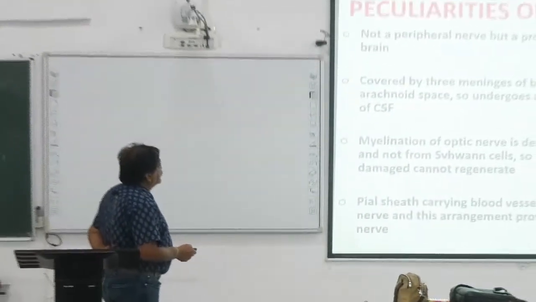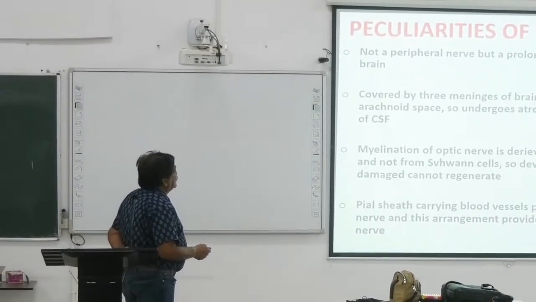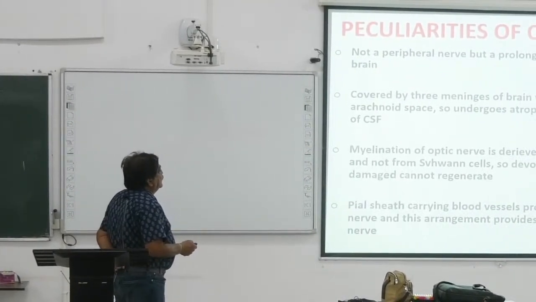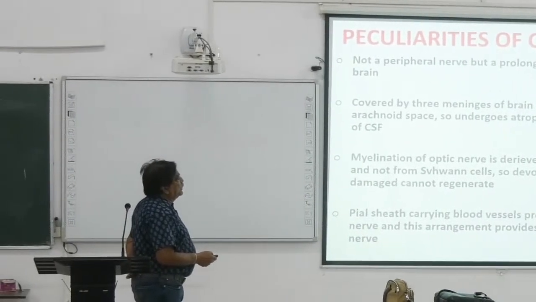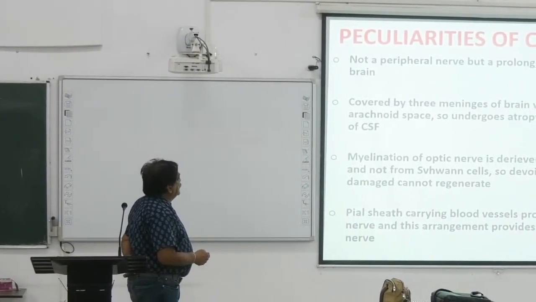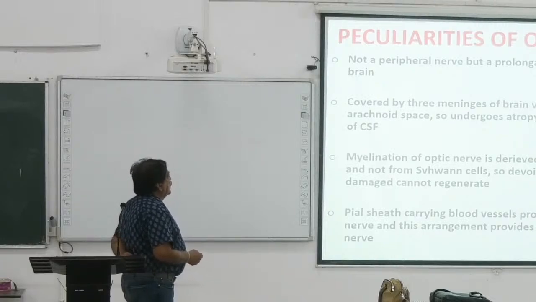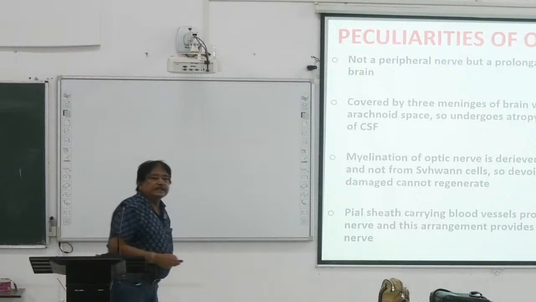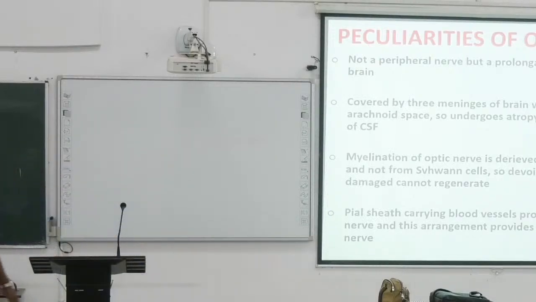Now, myelination of optic nerve is derived from oligodendroglia and not from Schwann cells. This is important. So, devoid of endoneurium, and damage cannot regenerate. Optic nerve cannot regenerate.